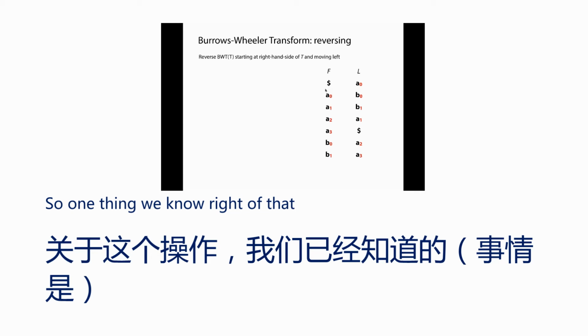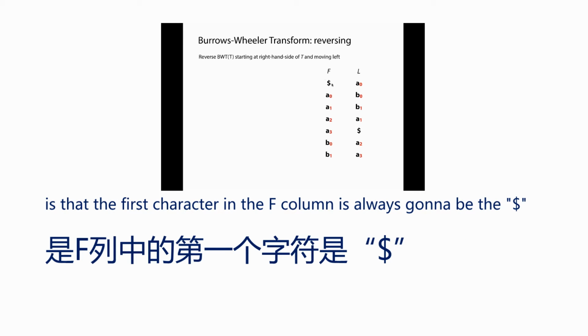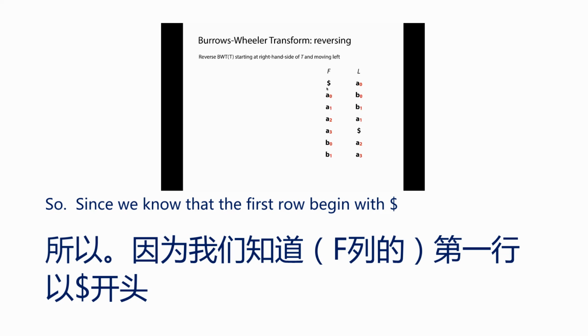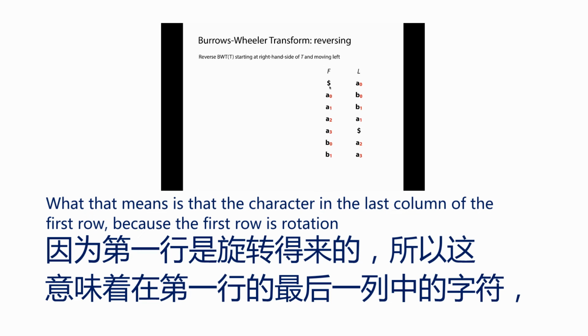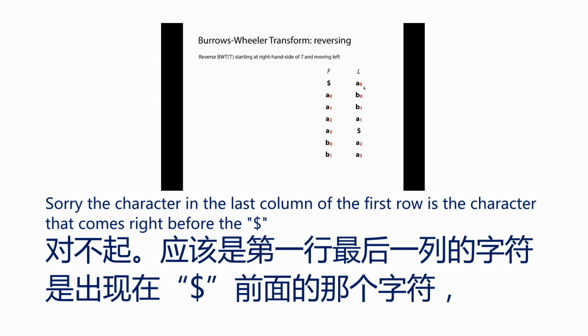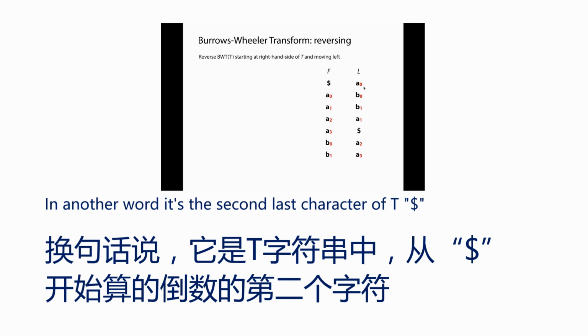So one thing we know right off the bat is that the first character in the F column is always going to be the $, because of how we've sorted the matrix and because $ is less than all the other characters in the alphabet. So since we know that the first row begins with $, what that means is that the character in the last column of the first row, because the first row is a rotation, is the character that comes right before the $. In other words, it's the second to last character of T$.